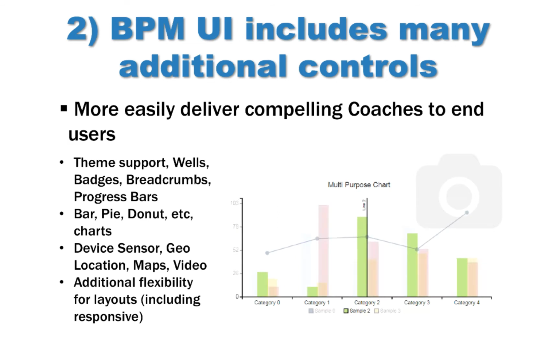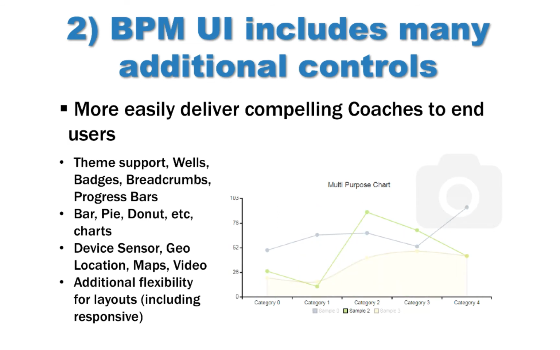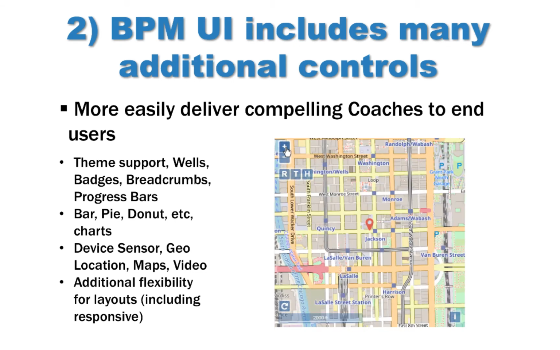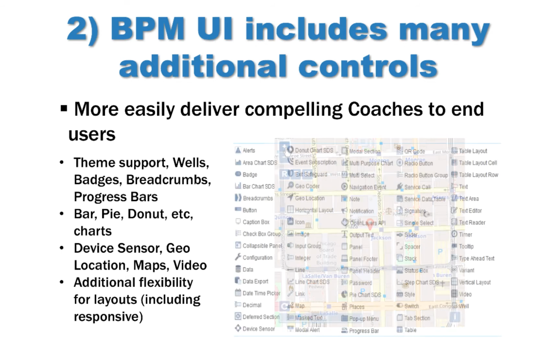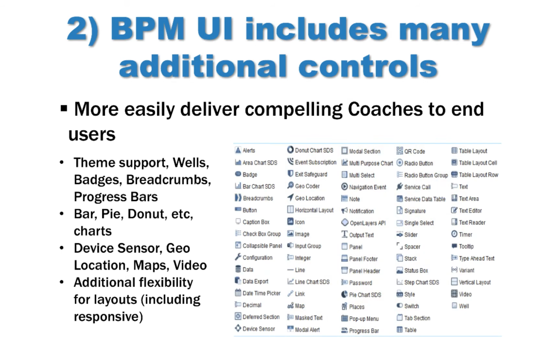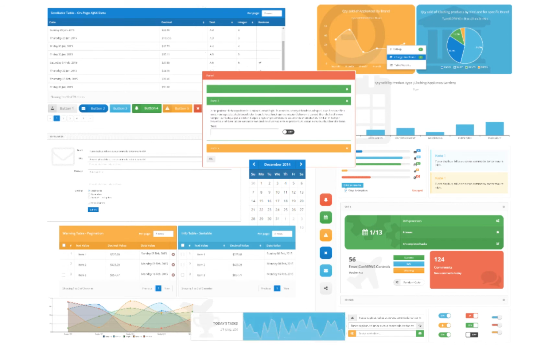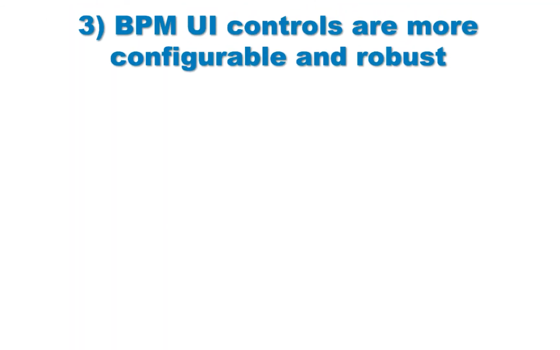Likewise, chart capabilities are greatly enhanced. There's capabilities for device sensors, geolocation, maps, and video. There's capability for responsive design, not only for that which is supported by the web process designer, but also more granular control provided by BPM UI. This page shows a collection of screenshots meant to illustrate various different things that BPM UI can be used to build. BPM UI is an improvement in quality as well as in quantity.